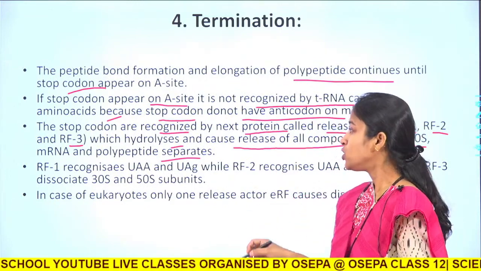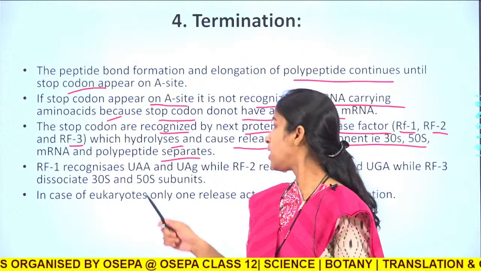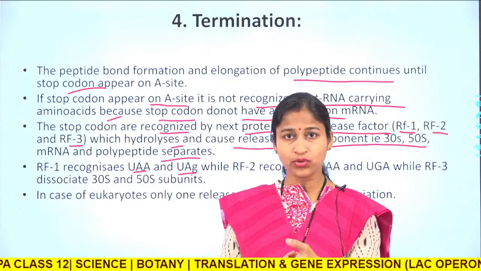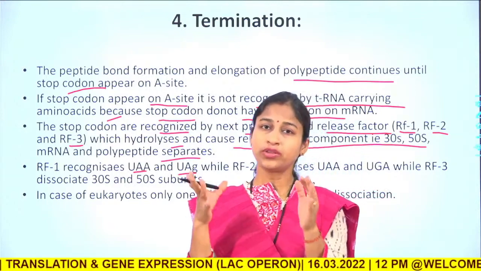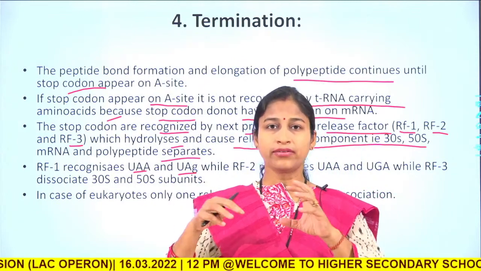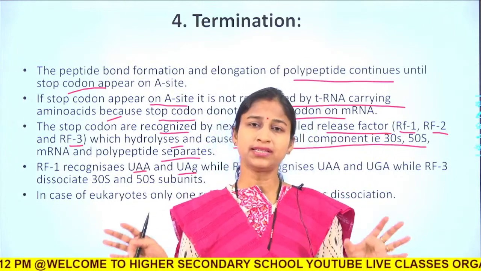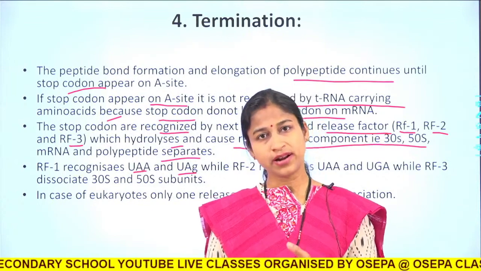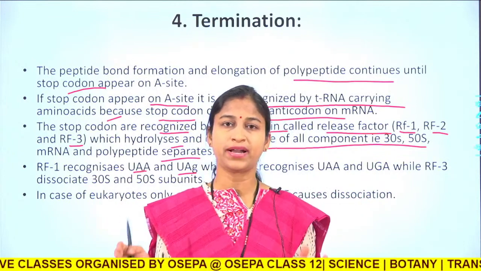So what is the role of RF1? RF1 recognizes UAA and UAG, while RF2 recognizes the UAA and UGA stop codons. The recognition part is done by RF1 and RF2, and the releasing part is done by the RF3 releasing factor, and everything is dissociated: the mRNA strand, the smaller ribosomal subunit, the larger ribosomal subunit and the total peptide chain, or polypeptide chain.